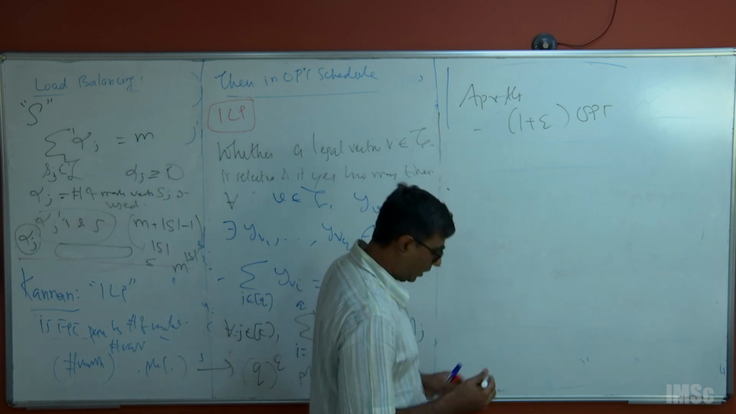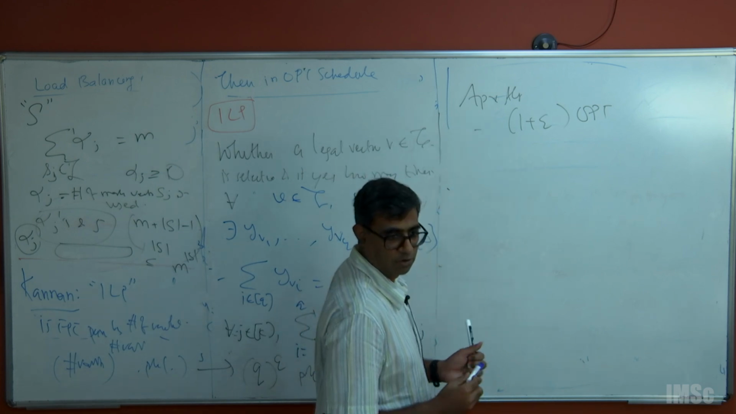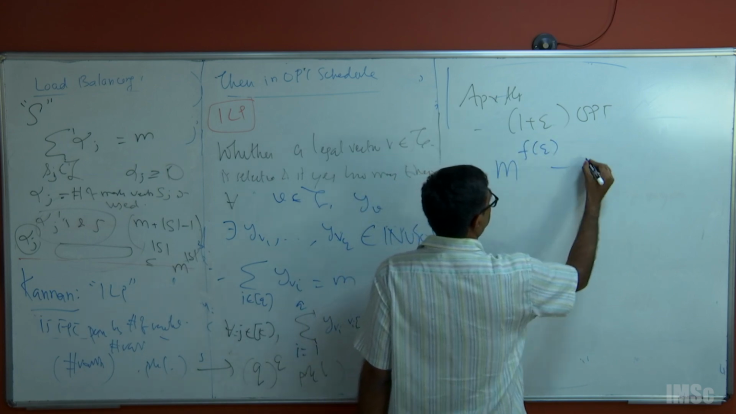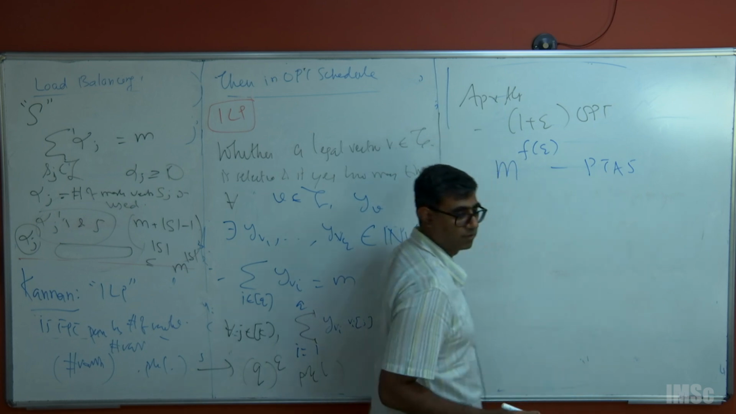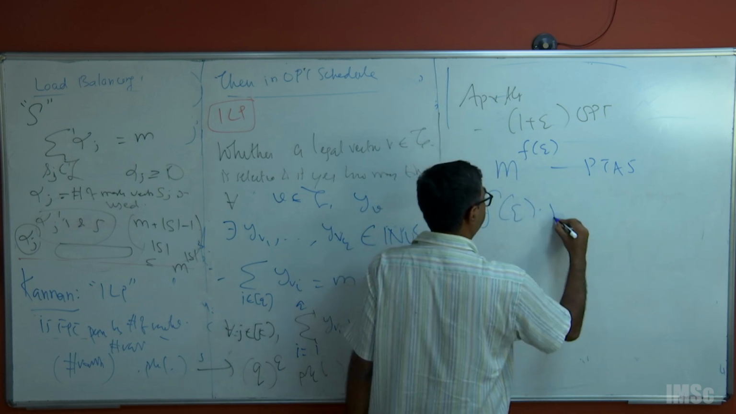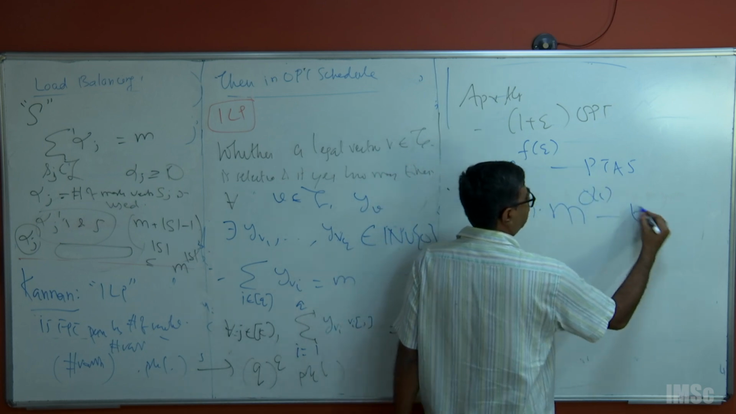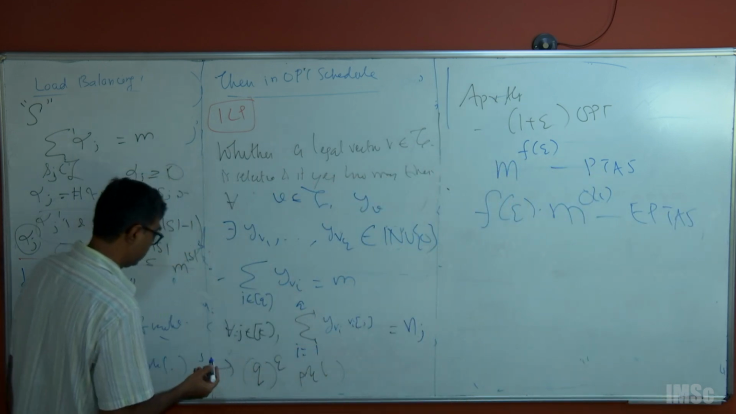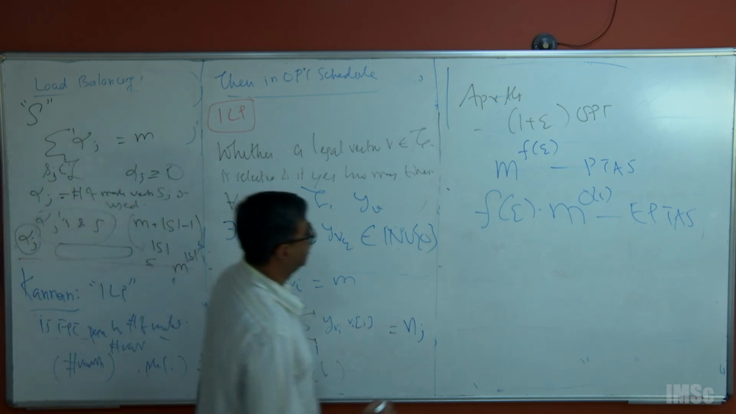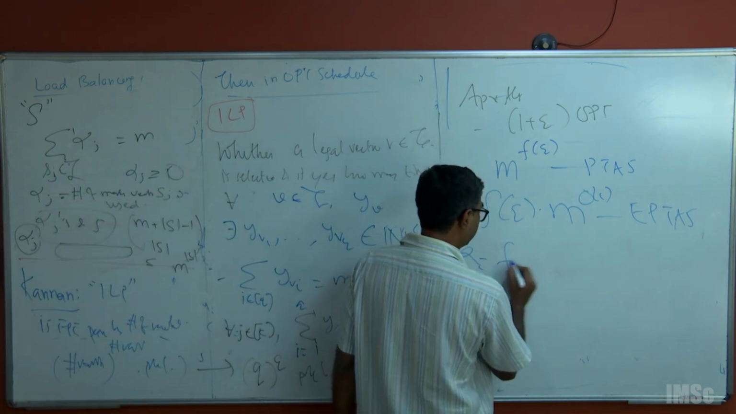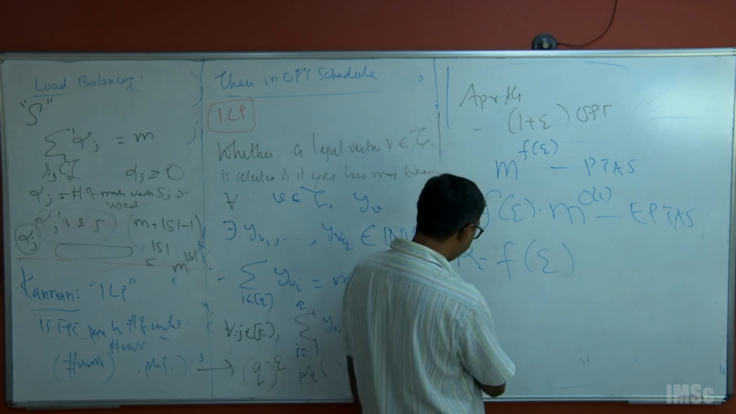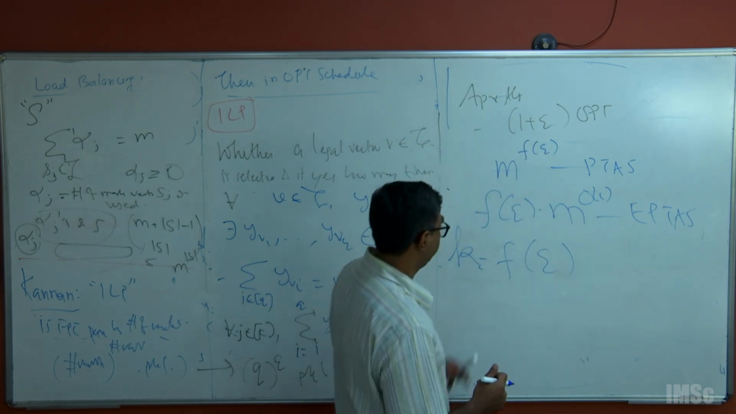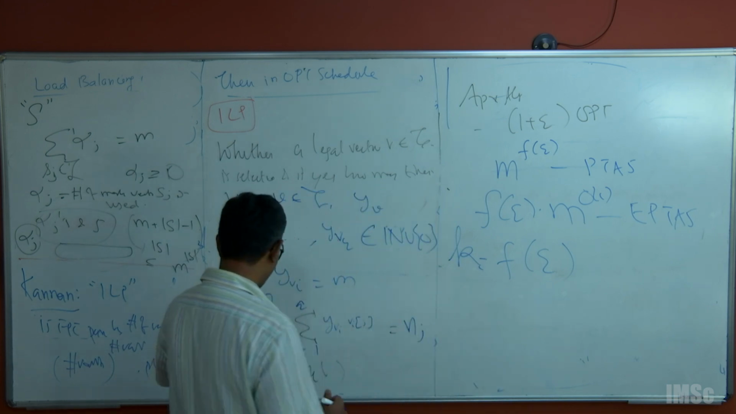There are two kinds of running time you can make. An algorithm with running time m to the power function of epsilon is called a polynomial time approximation scheme, or you can make f of epsilon times m to the power big O of 1, which is called an efficient polynomial time approximation scheme. So what I'm going to show you is that k is some function of epsilon. If k is a function of epsilon, then what will the running time of this algorithm be?